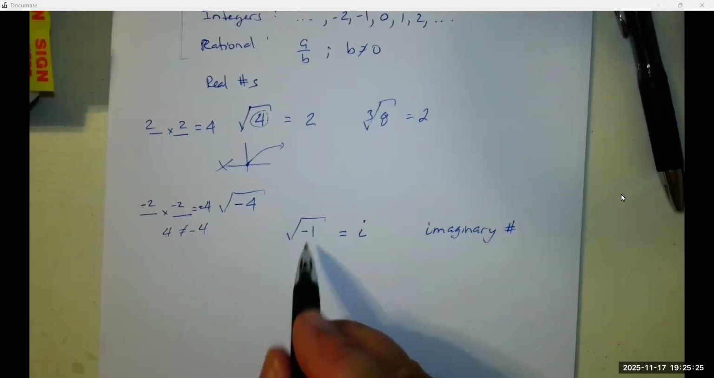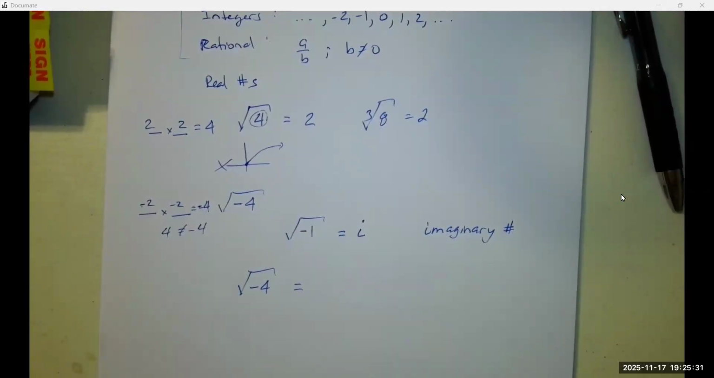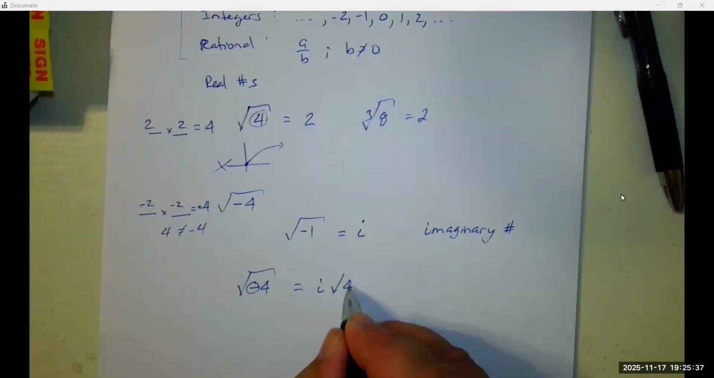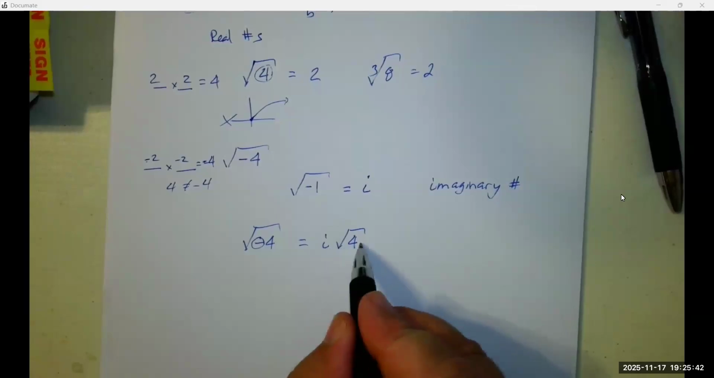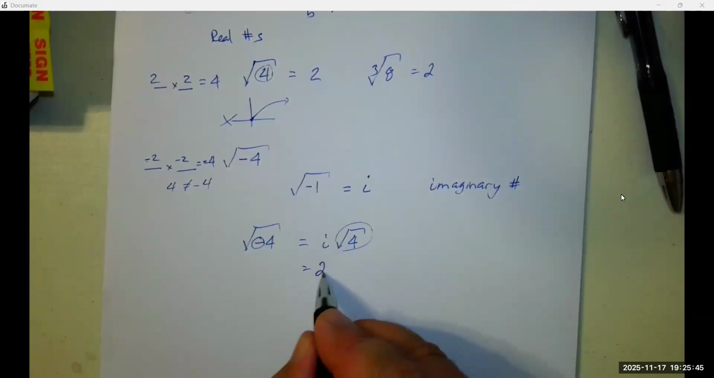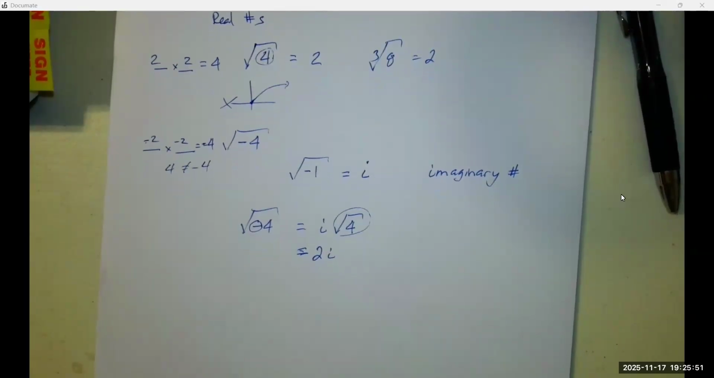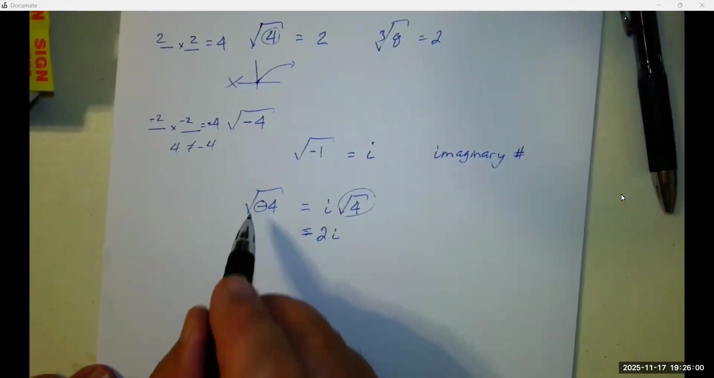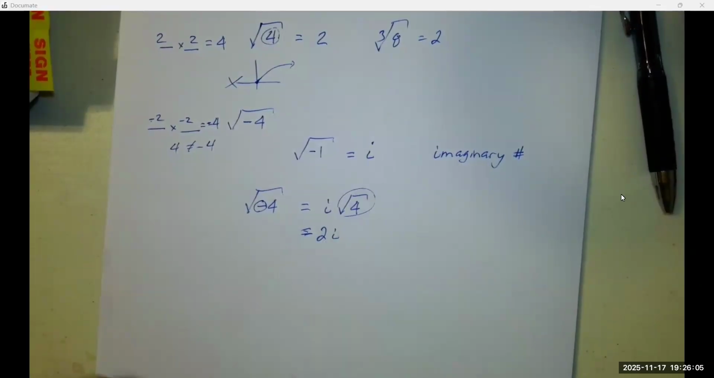So whenever you have, for example, the square root of negative 4, just take out the negative and put an i out in front. So now the square root of negative 4 is i square root of 4. Square root of 4 is 2, so the answer is 2i. So whenever you have any square root radical that has a negative inside there, take out the negative and put an i out in front, and then work out the number.